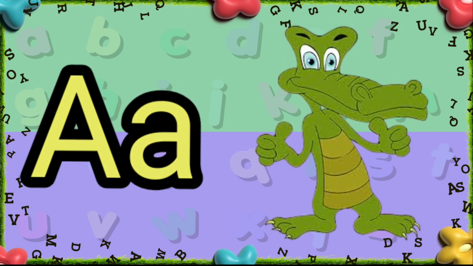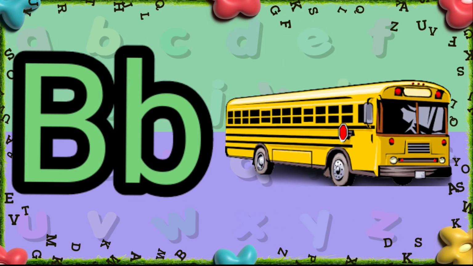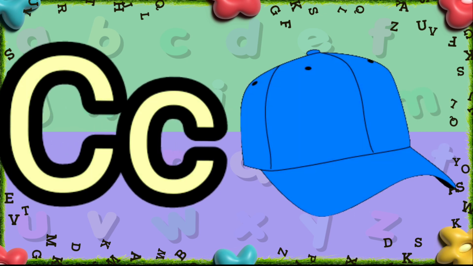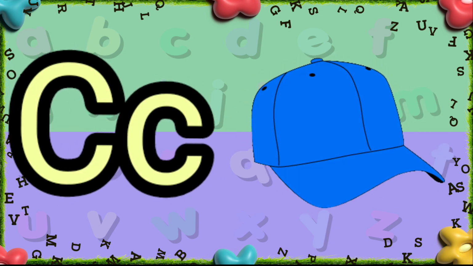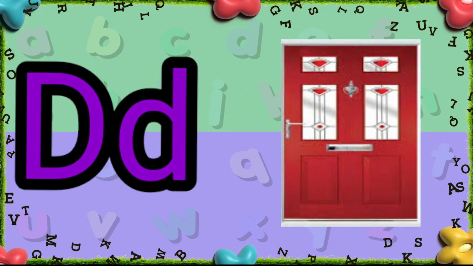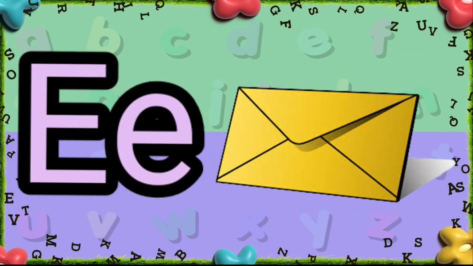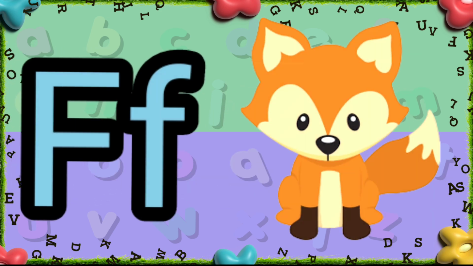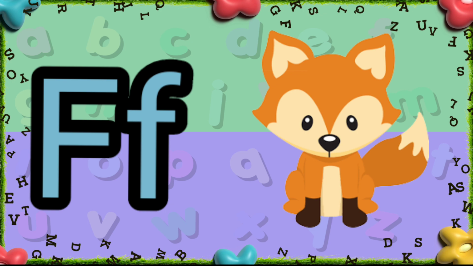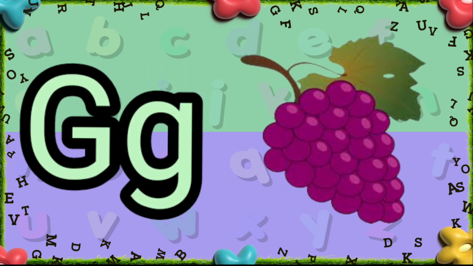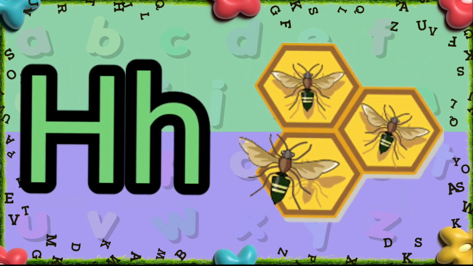A is for alligator. B is for bus. C is for cap. D is for door. E is for envelope. F is for fox. G is for grapes. H is for honey.